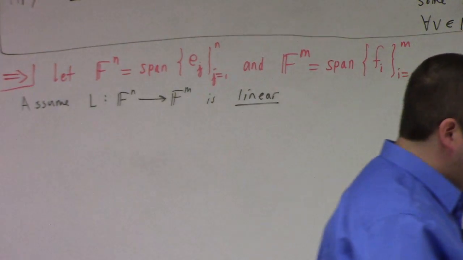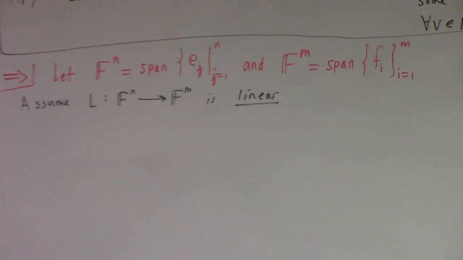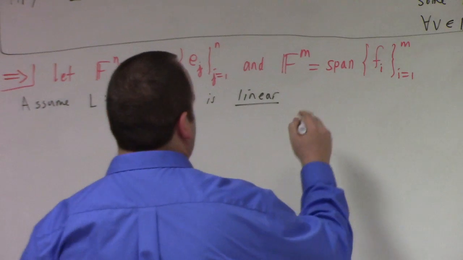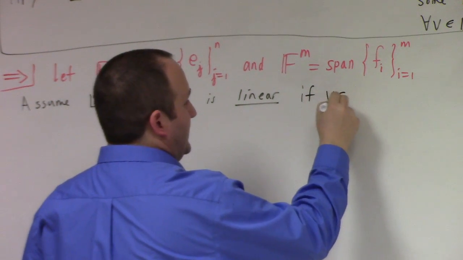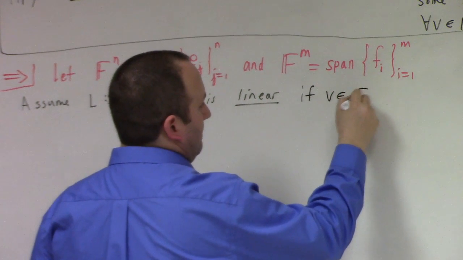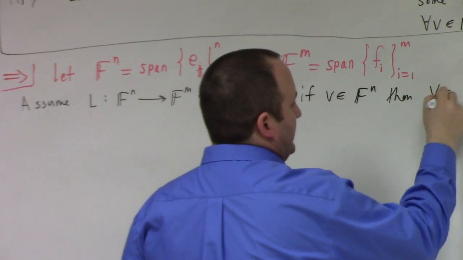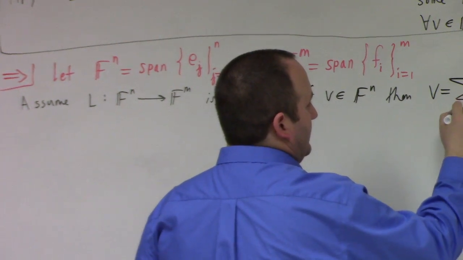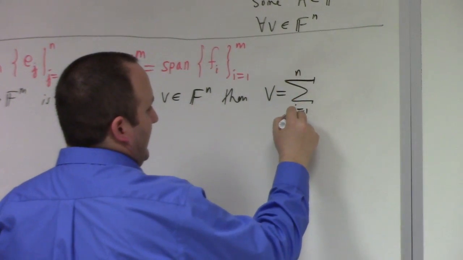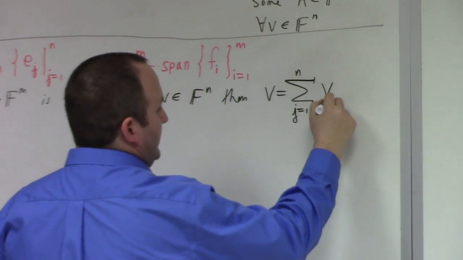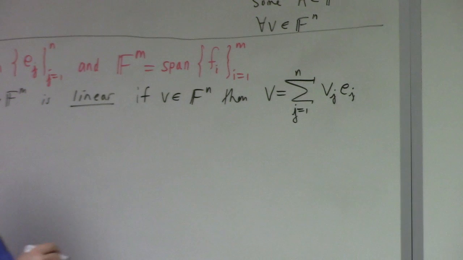So then what? Well, what does an arbitrary thing in the domain look like? Notice this. If v is an element of Fn, then we can write it like this. v is actually equal to the sum, j equals 1 to n, of vj ej, right? Standard basis expansion. We talked about this before. And the vj's are scalars in the field.